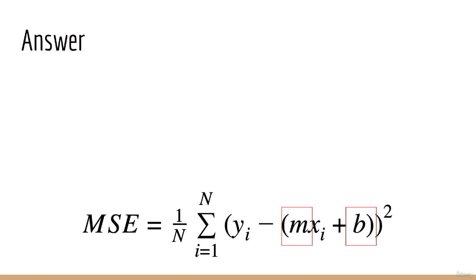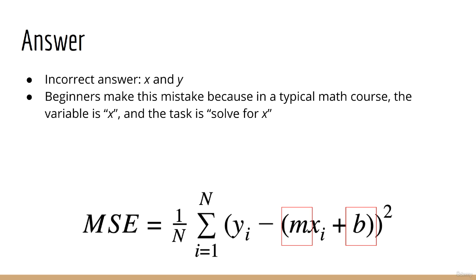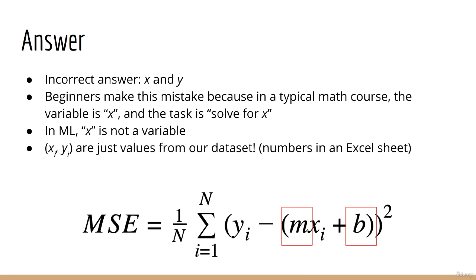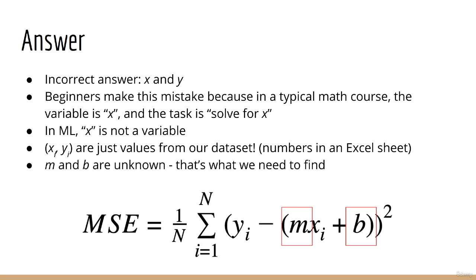Okay, so I hope you thought about the answer to what the variables are in this equation. If you said x and y, this is not correct. Many beginners make this mistake because in a typical math course, the variable is x, and you're always trying to do something like solve for x. However, it's important to recognize that in machine learning, x is normally not a variable. xi and yi are just values from our dataset. You can think of them as numbers from your Excel spreadsheet. In fact, in our case, the variables are m and b. Remember that these are the values that we are currently trying to find. They are unknown, and therefore they are variables.